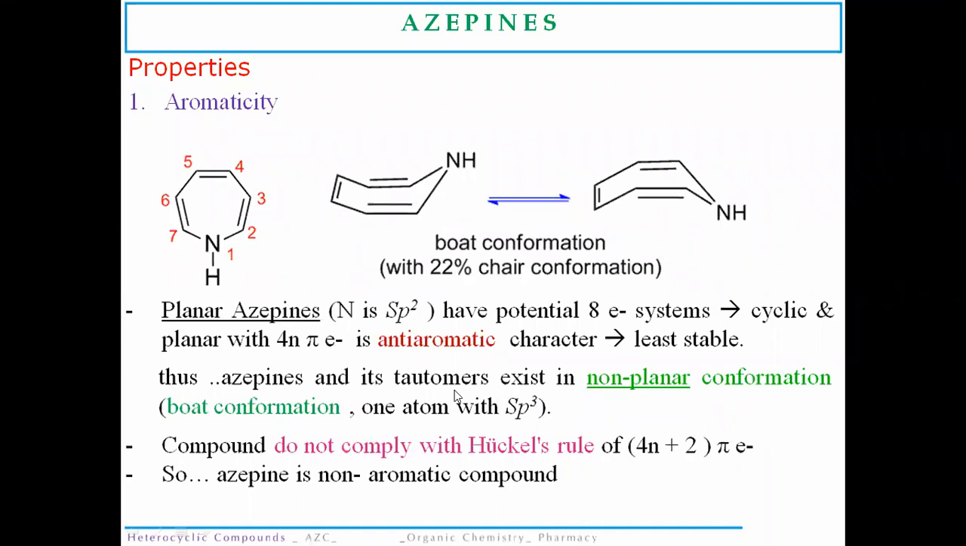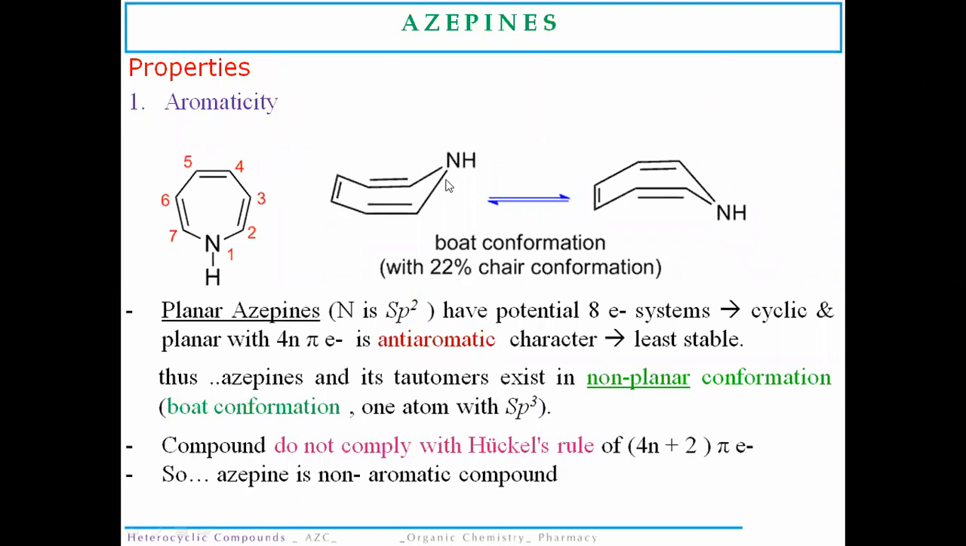That's why it is anti-aromatic in nature. I have already discussed that anti-aromatic compounds obey some of the properties of the aromaticity rule, and some of the properties they will not obey. That's why they are anti-aromatic in character and they are least stable. So thus azepine and its tautomers. Now tautomerism is nothing but a slight structural change due to the movement of one of the atoms in the structure. The tautomer of azepine exists in a non-planar conformation, that is boat conformation.